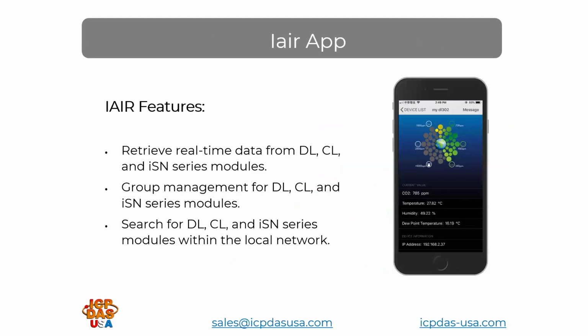The iAir app offers powerful features for managing air quality monitoring systems. It allows users to retrieve real-time data from DL, CL, and ISN series modules and provides group management for those devices. This app enables users to search for modules on the local network and offers remote control of the DL300 series modules.